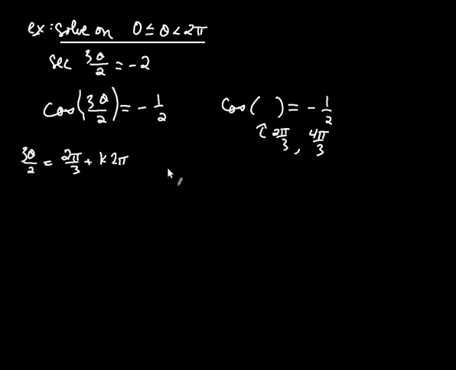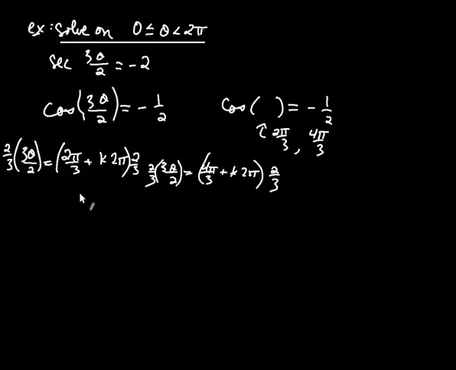That's one possibility. And the other possibility is, let's see, 3 theta over 2 equals 4 pi over 3, plus again an integer multiple of 2 pi. Okay, so I have to solve both of these equations for theta. And what I'm going to do again is multiply both sides by the fraction 2/3, so that I could cancel the 3/2 there. So let's do the same thing over here: let's multiply both sides of this by 2/3, and let's distribute that 2/3.